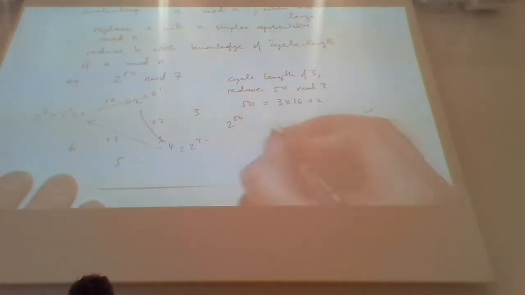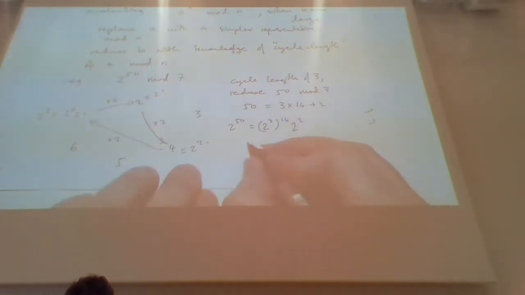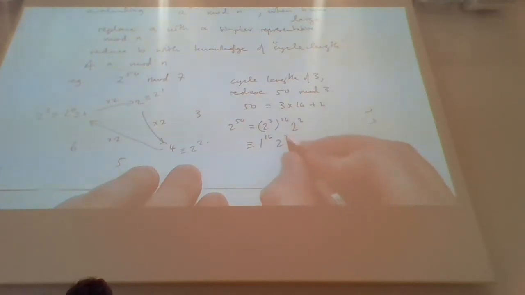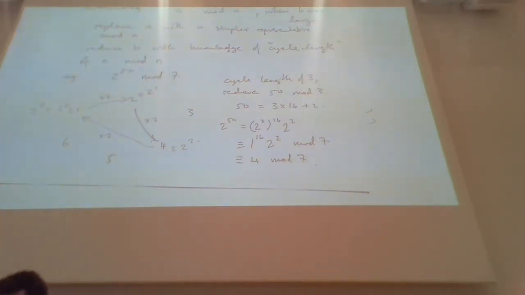So 2 to the 50 is equal to (2 to the 3) to the 16 times 2 squared. That's just rules of indices for breaking down an exponent. But when you switch to a congruence, then this is congruent to 1 to the power 16 times 2 squared, mod 7. And so that's congruent to 4, mod 7.